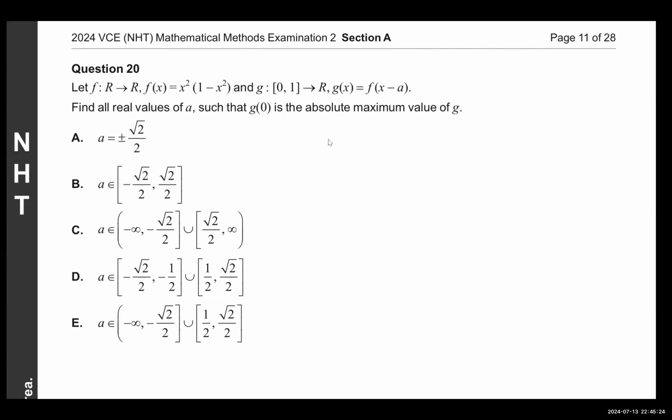Question 20. f of x is x squared times 1 minus x squared, a quartic. G of x is a translation, but it's restricted between 0 and 1. A translation of f, but restricted.